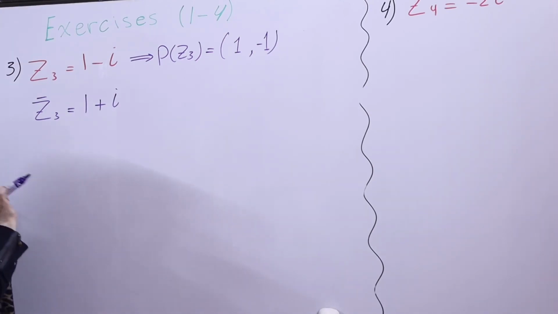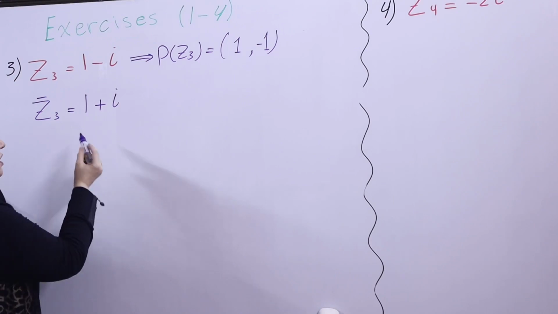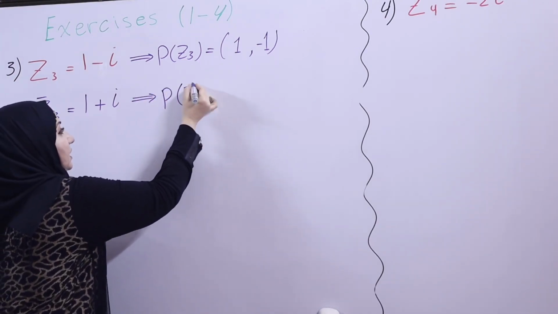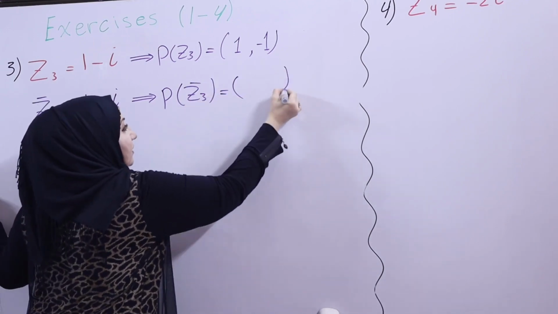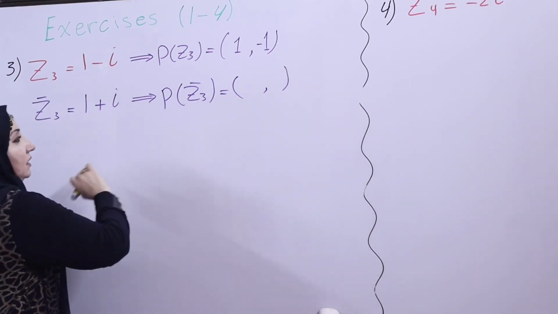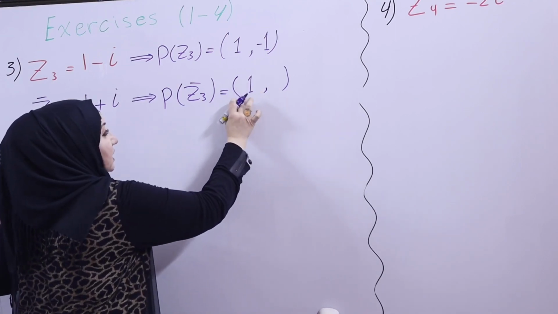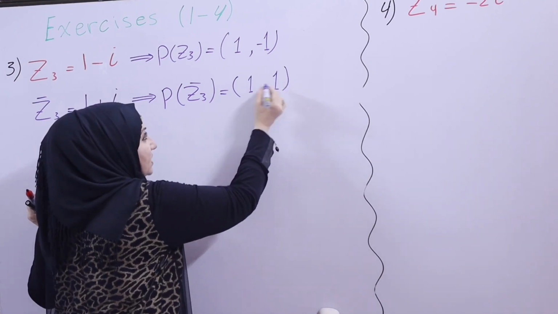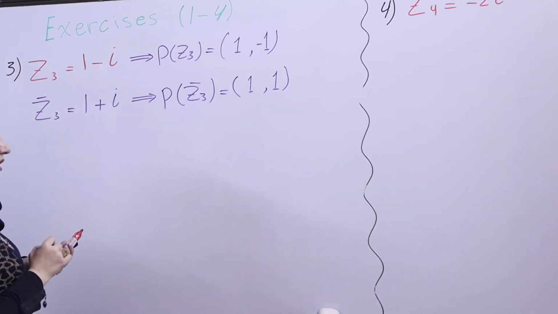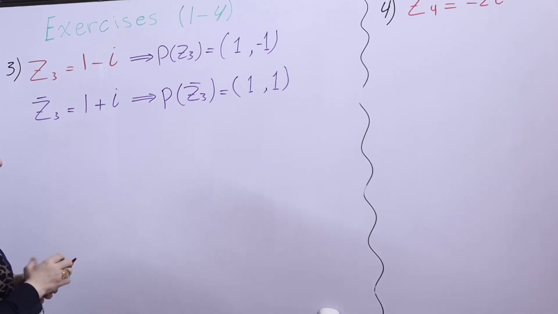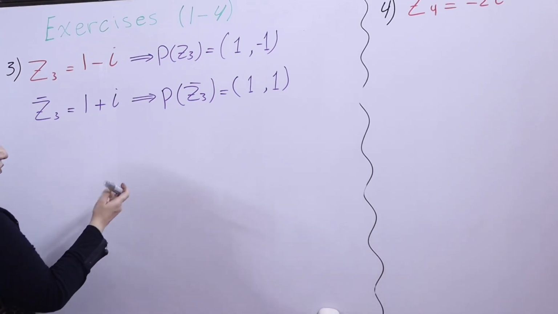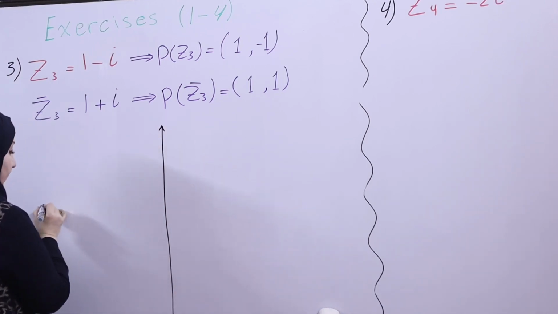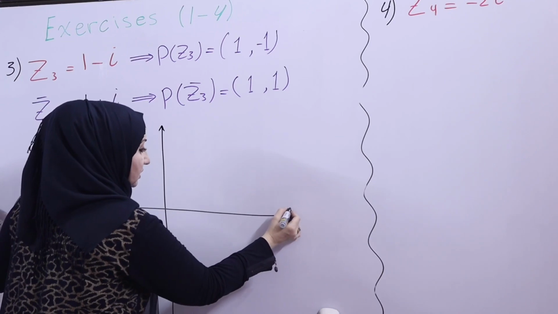Conjugate, we change only the sign of the imaginary part. So the point which represents the conjugate of Z3 will be the ordered pair. The real part will be the x coordinate, and the imaginary part will be the y coordinate, which is positive 1. So now we can represent these 2 points in the coordinate plane. So we draw the 2 axes, the vertical axis and the horizontal axis.